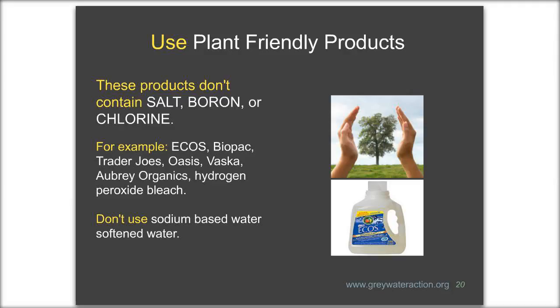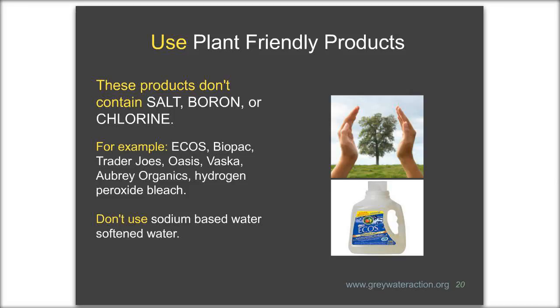There's a list here. Ecos is a brand that is sold at Costco, sold in a lot of major grocery stores. Biopack is a brand that might be a little harder to find depending on where you live. Trader Joe's has a suitable detergent, and there's a lot more. So you don't necessarily have to go through a lot of trouble to find it. You just need to know what you're looking for.